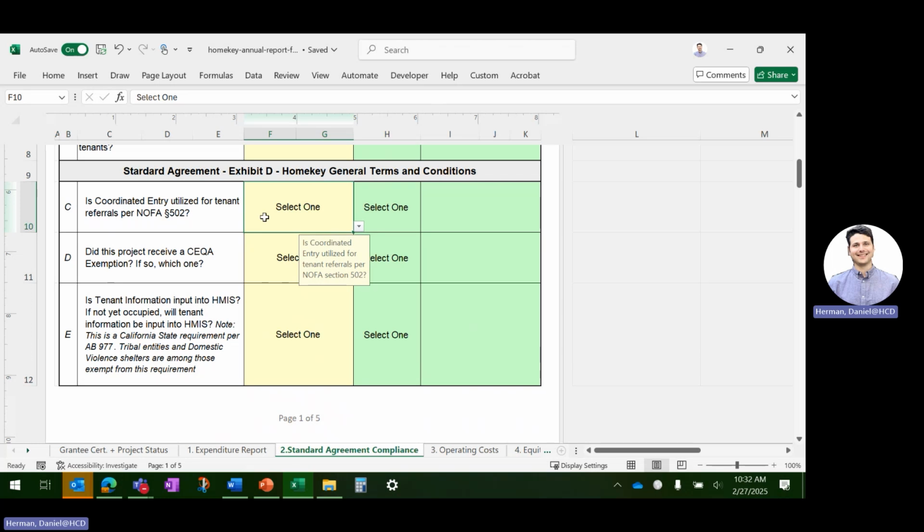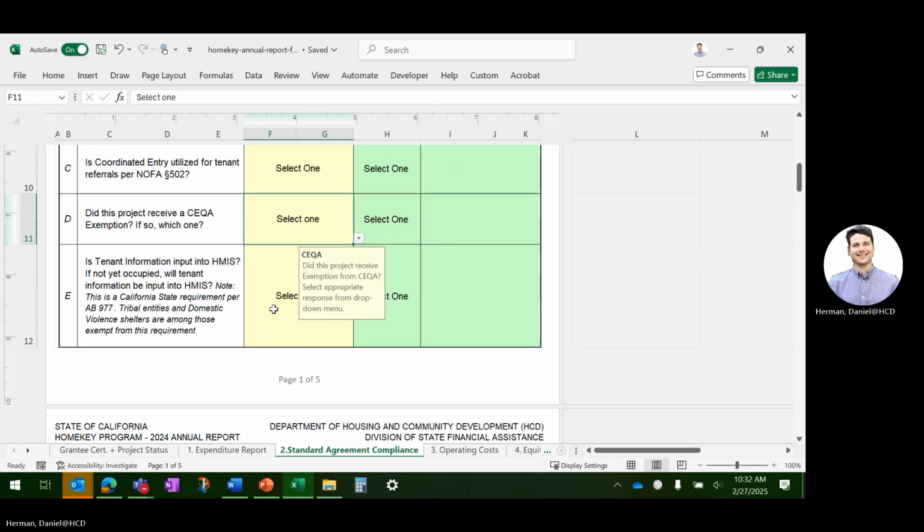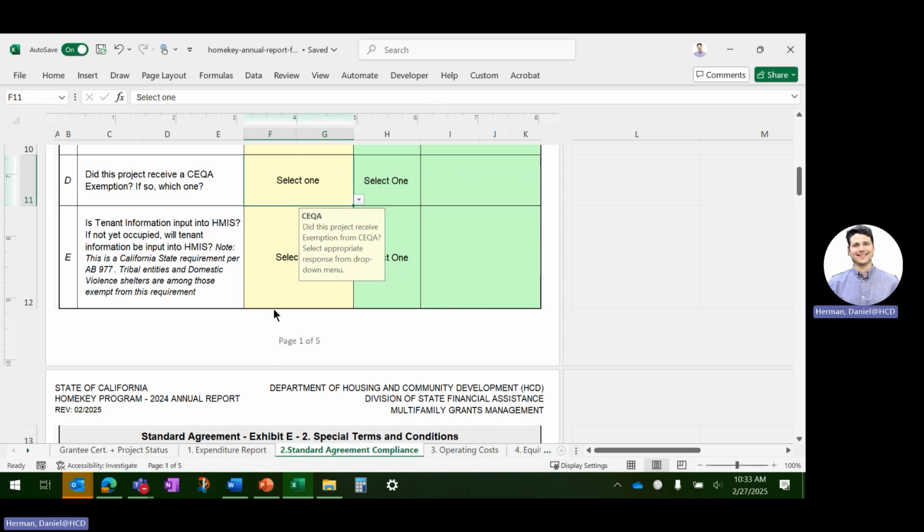And question C is asking to make a selection regarding the coordinated entry system. Is it currently being used for tenant referrals? Yes or no? And if it's not, is a comparable referral system in place? Question D asks if the project has a CEQA exemption or not, and if so, which one? Make a selection there.